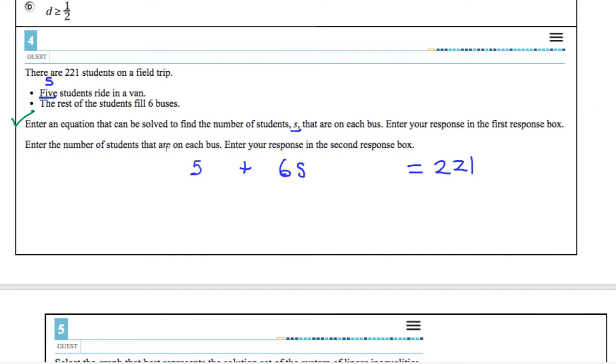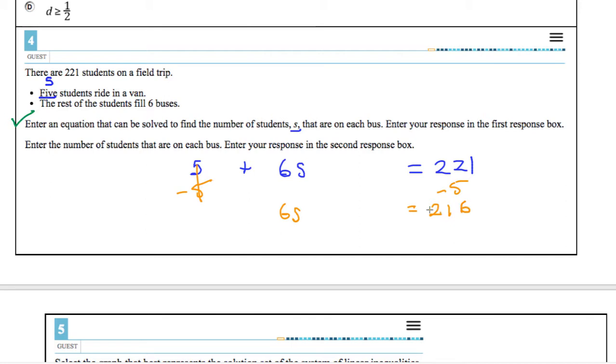Now I need to enter the number of students that are on each bus. So I basically need to solve this equation. So here I go, solving the equation. I'm going to subtract 5 minus 5, and I'm left with just this 6s, that's canceled out, is equal to, when I subtract 5, that is 200 and, what is that, 16?